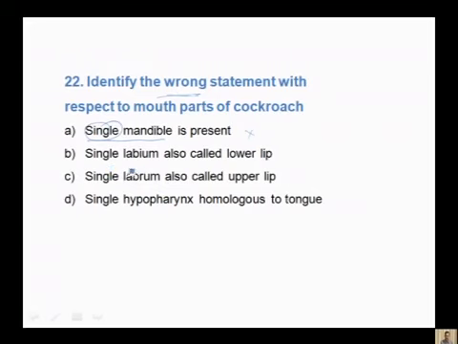Single labium, also called lower lip. This is correct. Single labrum is also called the upper lip. This is also correct. A single hypopharynx is present in between the upper and lower lip, labrum and labium, which is homologous with the tongue, and helps in pushing of food material into the mouth. The wrong statement here is the first option. There is a pair of mandibles present in the mouth part of the cockroach, not single.